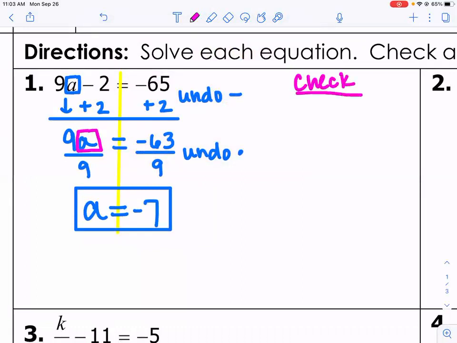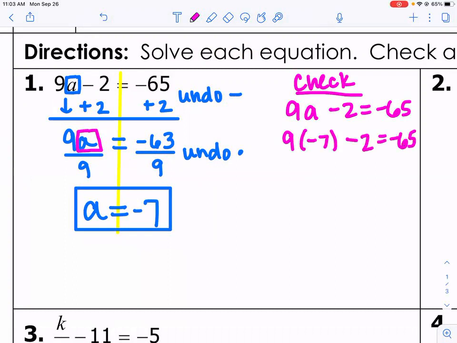Okay, so our original equation was 9A minus 2 equals negative 65. Okay, I'm going to suggest, since that 9 and A are being multiplied, I am going to substitute negative 7 in parentheses. Okay. Bennett, what is 9 times negative 7? So we have negative 63 minus 2 equals negative 65. Is that a true statement?